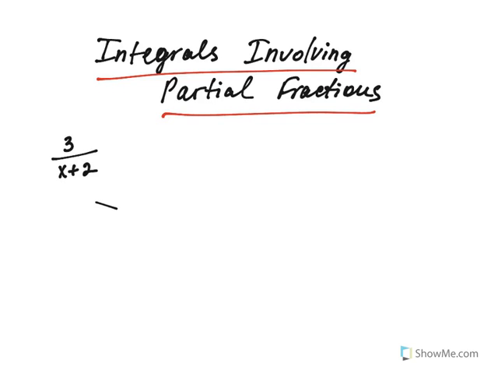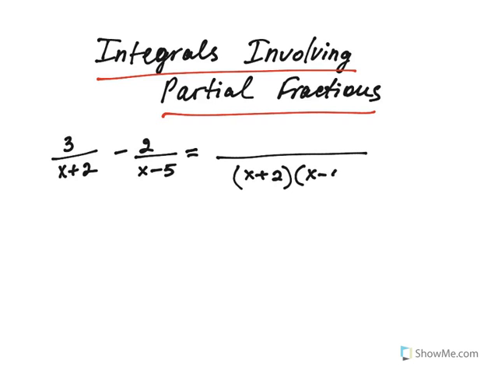3 over x plus 2 minus 2 over, for example, x minus 5. Now, I can do, the common denominator is x plus 2, x minus 5. So I'm just going to put them together. This is just algebra 1, algebra 2 at this point, so nothing special. You're probably smiling and thinking, what does it have to do with calculus?